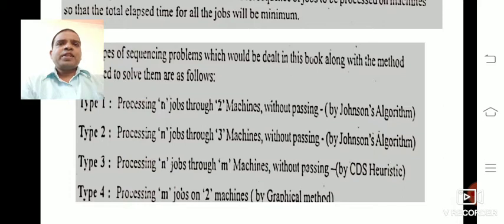And next, type 3, here we are processing n jobs through m machines. Here we are having n jobs and m number of machines. We can solve by using the CDS heuristic method. Now type 4, we are having m number of jobs and only two machines. In this case we can solve the problem by using the graphical method. Today in this video we are going to discuss problems based on type 1 and type 2 categories.